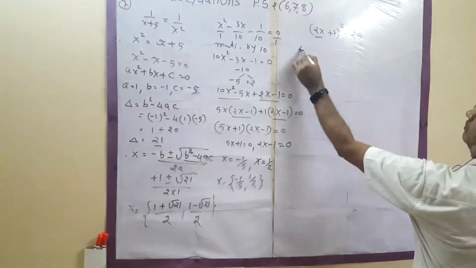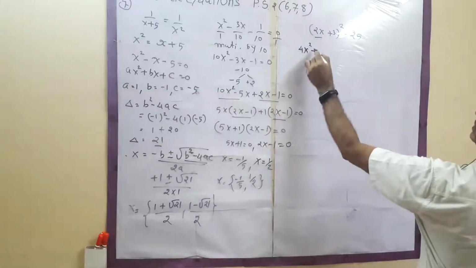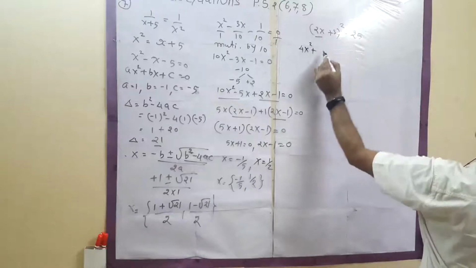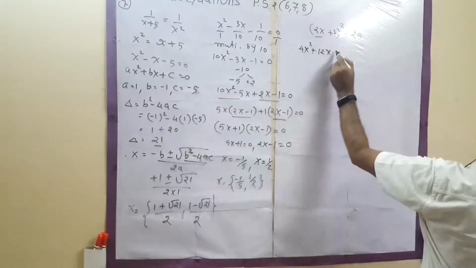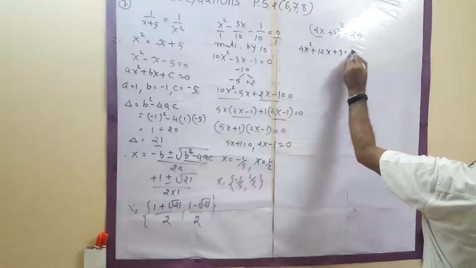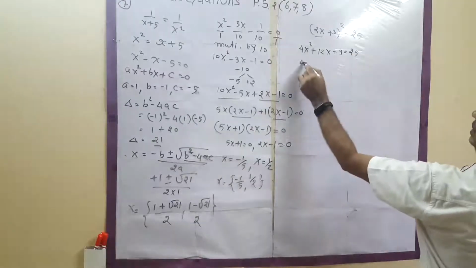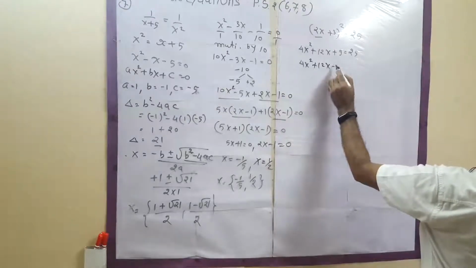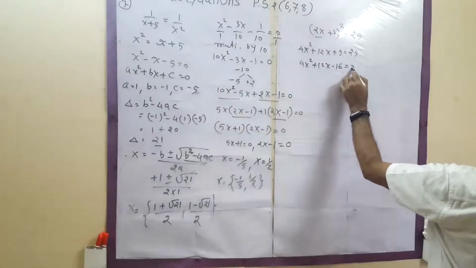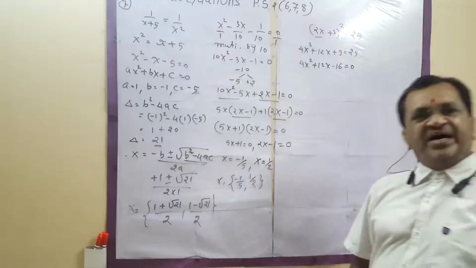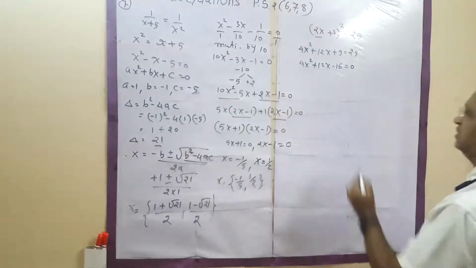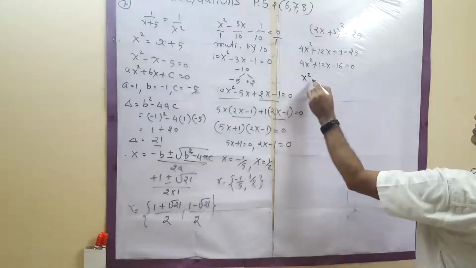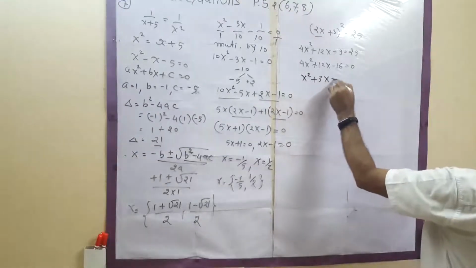Square of the first term, 2 to the 4, x square. This into this means 2ab, 2 into 4 is 12x. 3 square is 9. This is 25. Again 4x square plus 12x. This comes to this side, so minus 16. 25 minus 9 is equal to minus 16. All divided by 4. So 4 1s are 4. 4 3s are 12. 4 4s are 16.